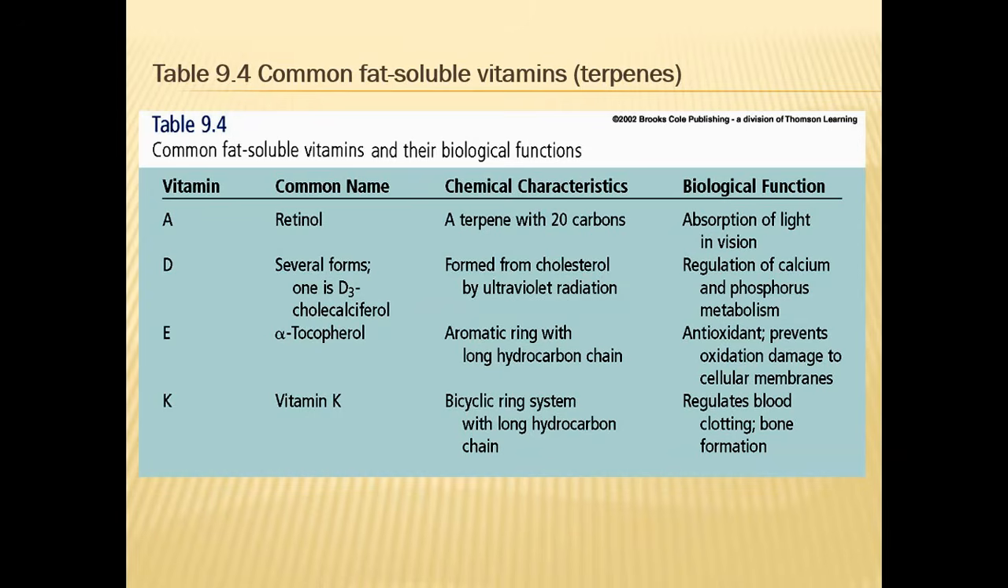Vitamin D from cholesterol, regulation of calcium and phosphorus. Alpha tocopherols, aromatic ring with long hydrocarbon chain, antioxidants, prevents oxidation damage to cellular membranes. Vitamin K is a bicyclic ring system with long hydrocarbon chains, regulates blood clotting, and in bone it also helps in the bone formation.